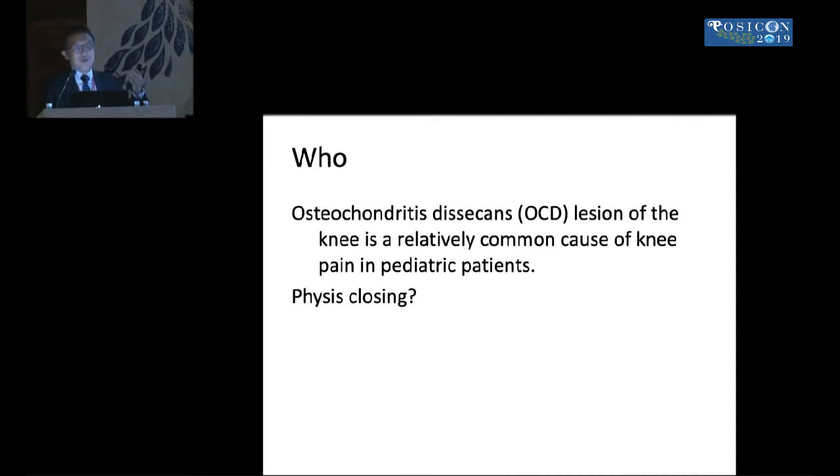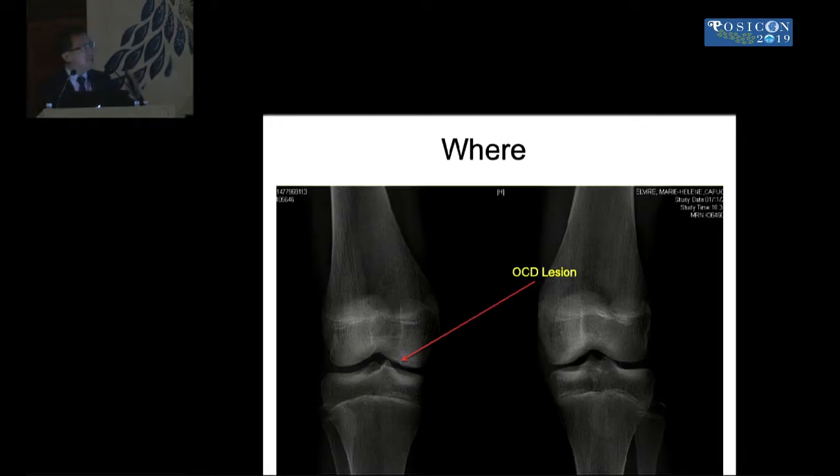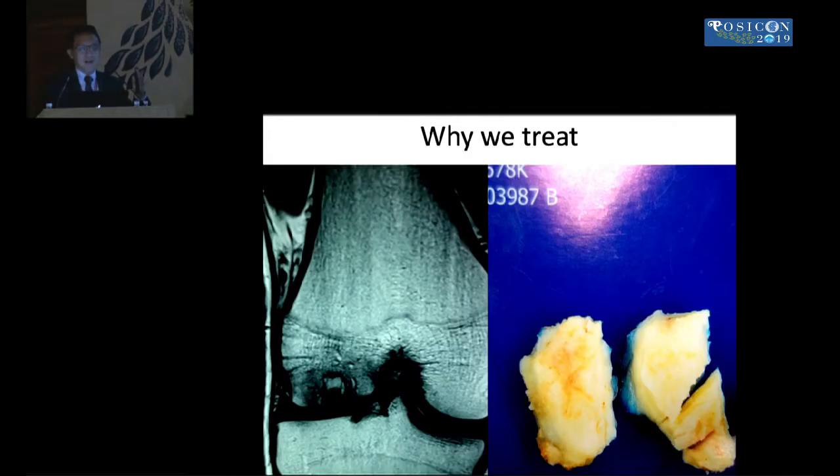Who gets OCD are the people actually around the physis, very young athletes. And where's OCD? Classically it would be in the lateral aspect of the medial femoral condyle, though some of them can also be a small portion on the lateral side. And why do we treat OCD? Because you don't want to end up like that. A patient can become all fibrous and end up with a huge lesion. A poor young person at 15 years old became osteoarthritic. So that's why I try to catch them early.